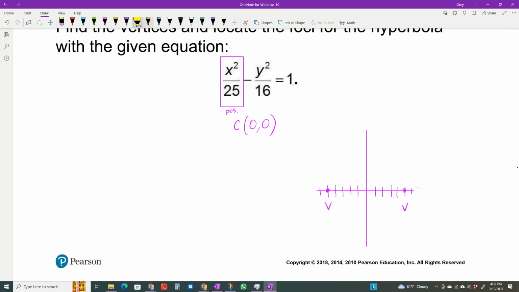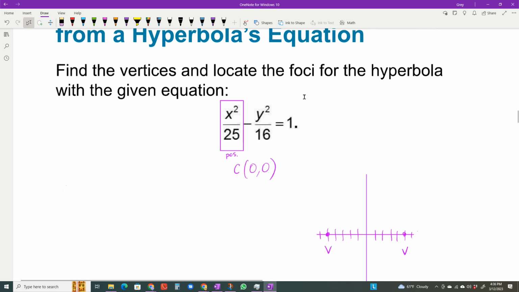Okay? And if you want to, you can graph, but we don't have to, so I'm not going to go any further than that right now. They asked us to find the vertices. So the vertices are going to be plus or minus 5, 0. Now they ask us to find the foci. And to find the foci, I need that other equation that's going to have a different sign.